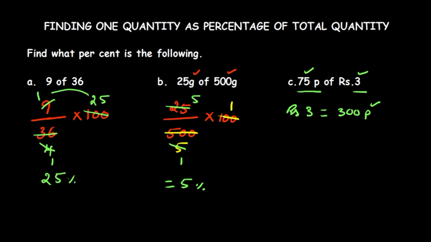So how to do it: 75 divided by 300 pies, multiplied by 100. Because we are converting into percentage, so into 100. So 100 once, 100 threes get cancelled. 3 ones are 3, 3 twenty-fives will be cancelled. So finally it is 25%. So 75 pies of 3 rupees is just 25%.